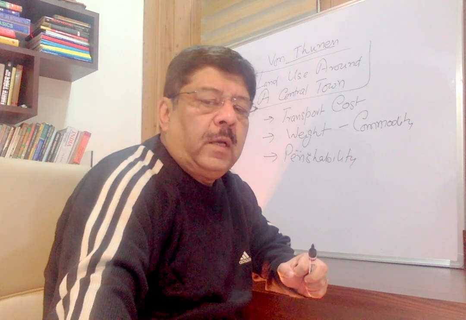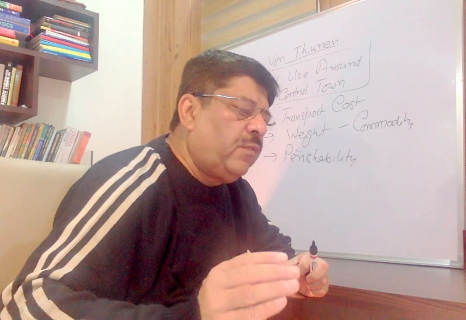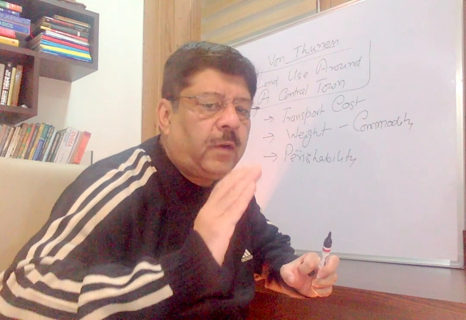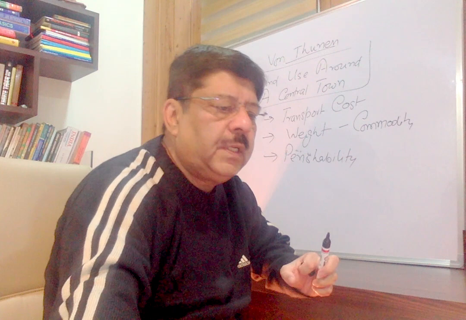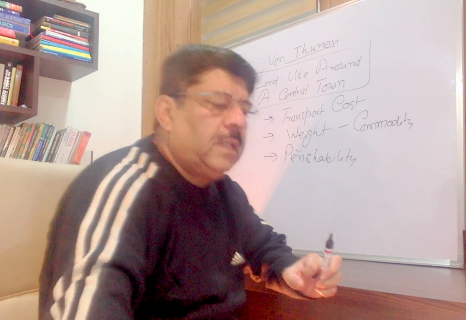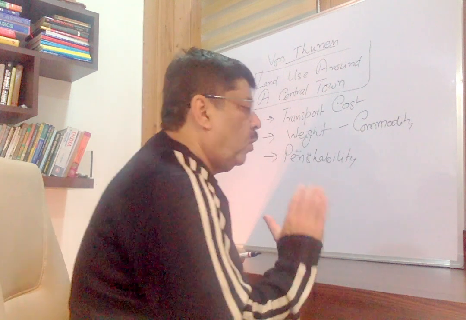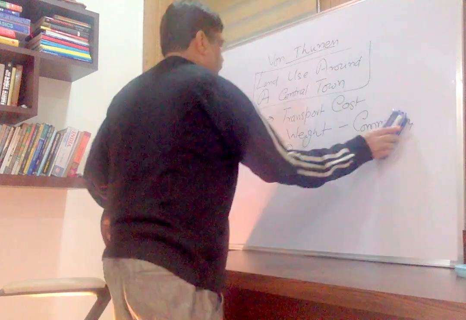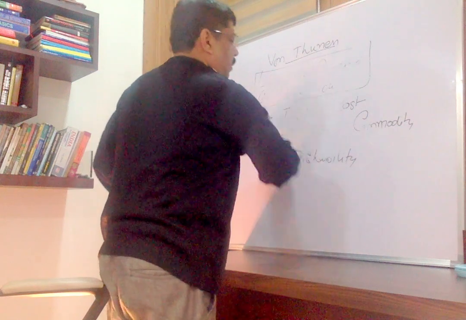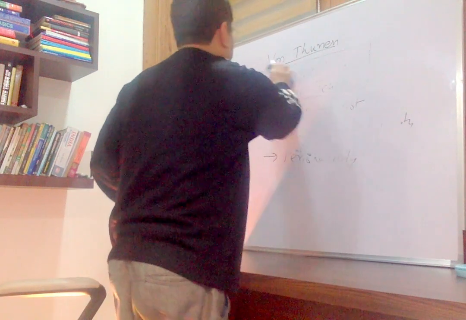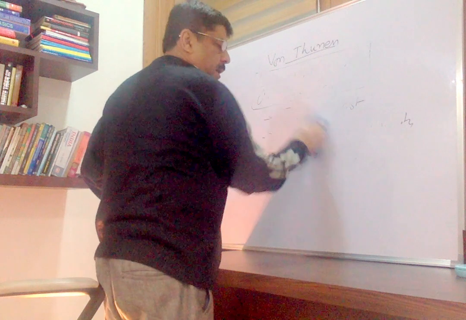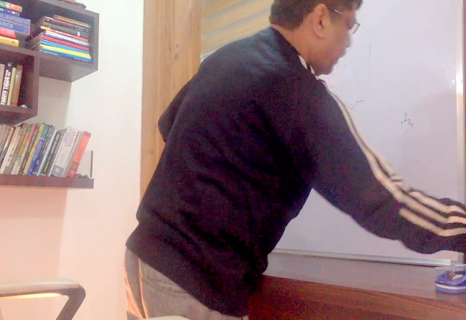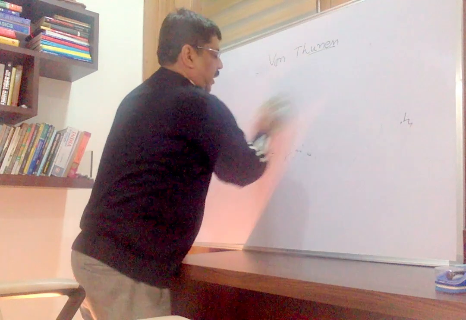And like all other models, von Thunen assumed some ideal states. What were these ideal states? What were these assumptions? Do you remember any assumption? Yes, isotropic surface. Let me write it more elaborately.